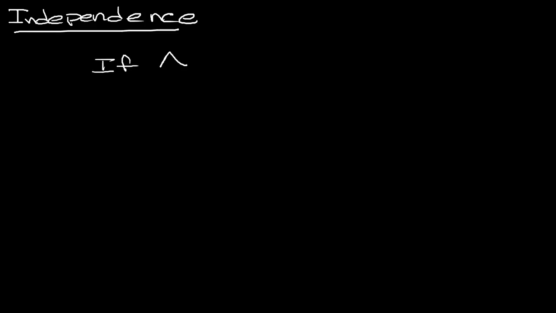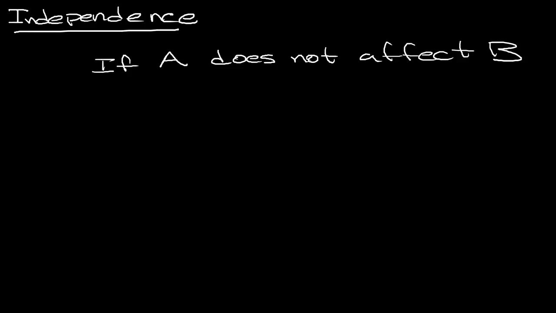Now let me talk a little bit about independence of events. Independence. Well, two events are going to be independent if the occurrence of one event does not affect the occurrence of another event. For example, this name of independent events is really close to our intuitive idea of independence.